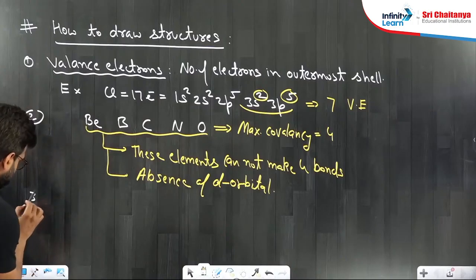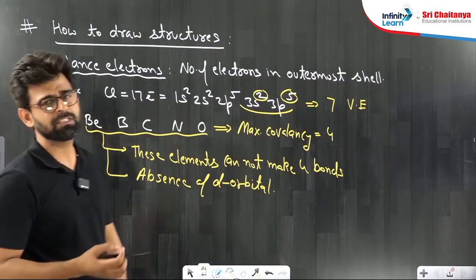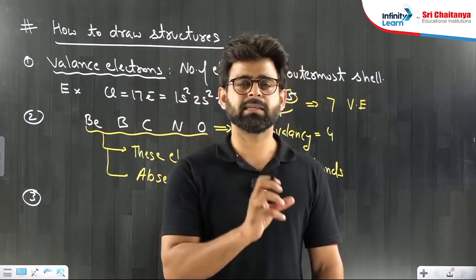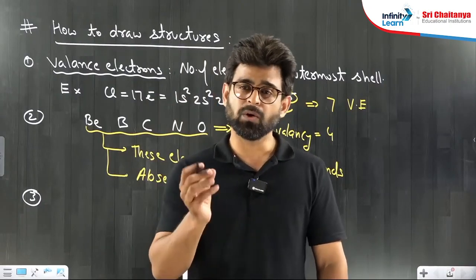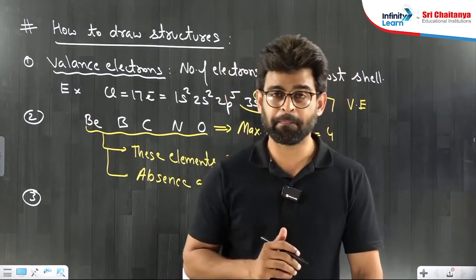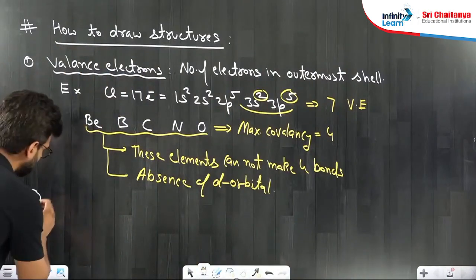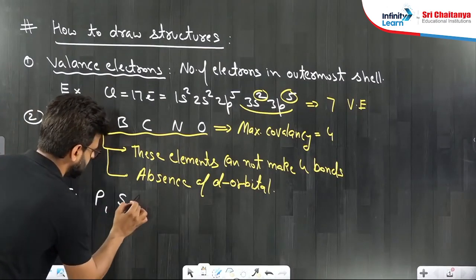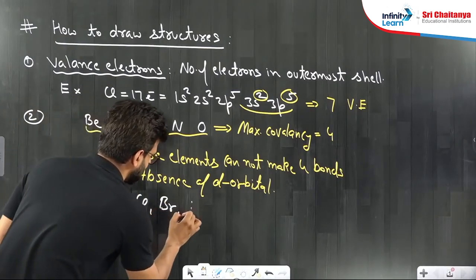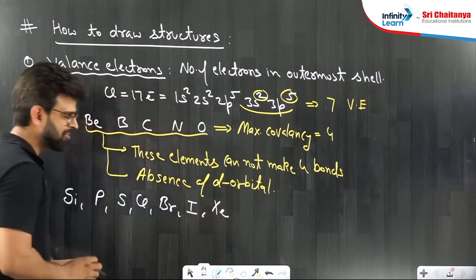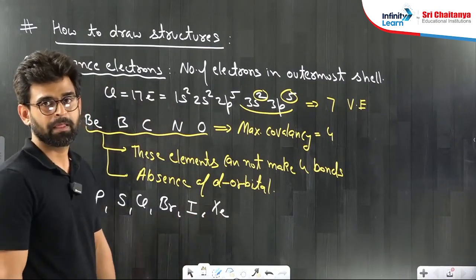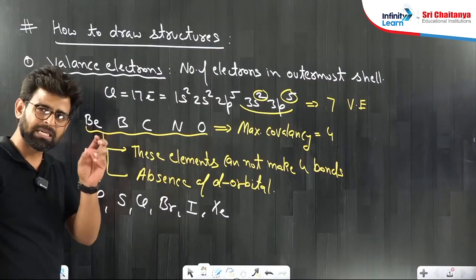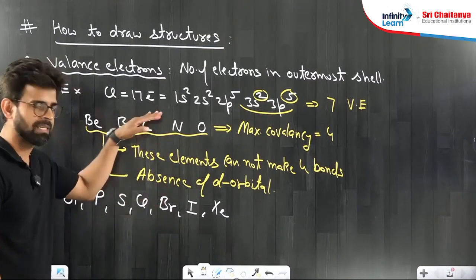The next thing is the third point. I am writing some elements here which belong to the third period or below. Most of the time, in your test or in your module or NCERT, you will see only a few elements repeating again. I am writing those elements: silicon, phosphorus, sulfur, chlorine, bromine, iodine and xenon. These will be your center elements in most of your questions. In 99.9% questions, these are our center elements, right?